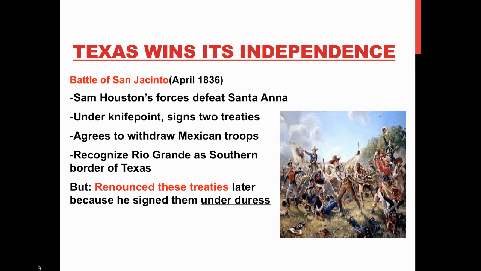However, once he is released and allowed to return to Mexico City, he immediately renounces these treaties and says, these treaties have no legal merit because I signed them under duress. Therefore, I do not recognize Texas's independence. And if there was, in fact, a colony in rebellion known as Texas, the southern border would not be the Rio Grande, it would be the Nueces River.